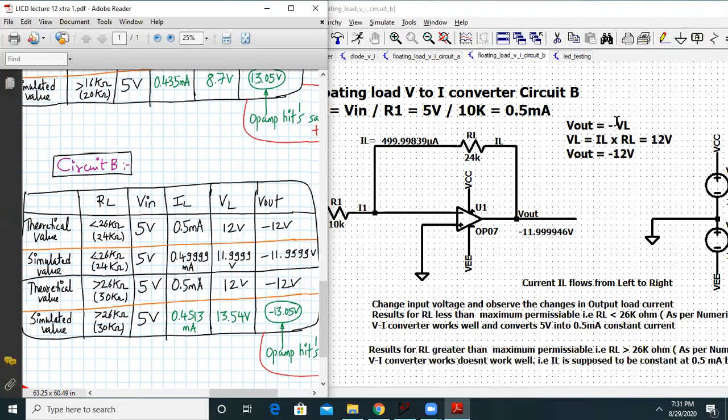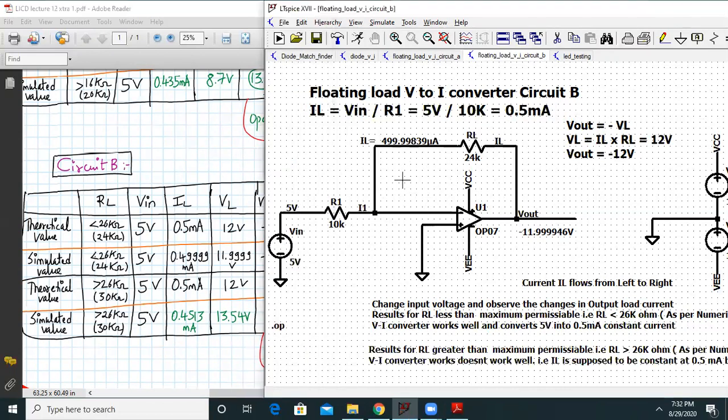And Vout is actually minus of VL in this case, right? How is Vout minus of VL? Because, if you look carefully, the non-inverting terminal is grounded. So your inverting terminal will be at virtual ground. Hence Vout will be minus of VL, because Vout will be V minus minus VL, and V minus is 0. So hence Vout will be minus VL over here.